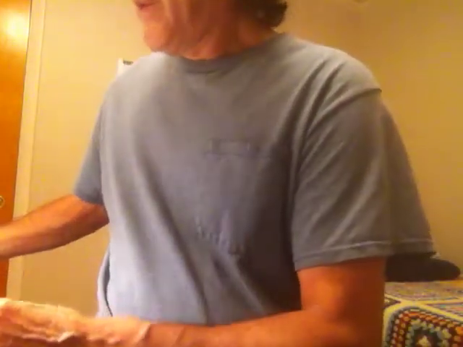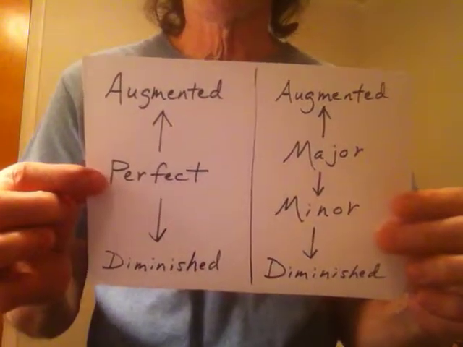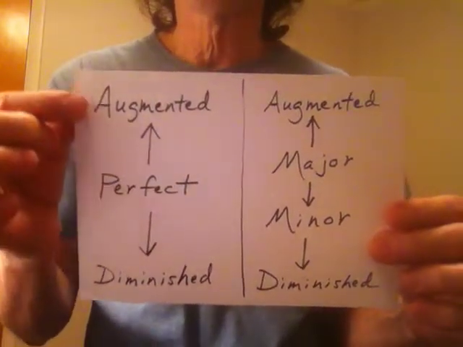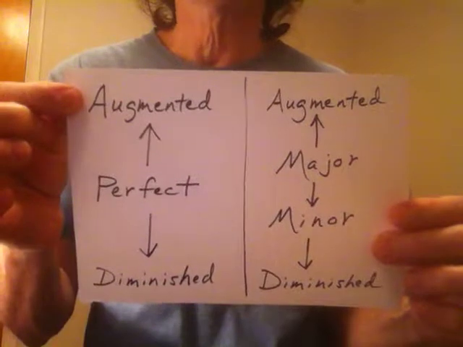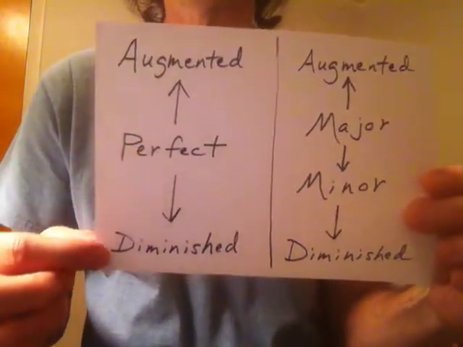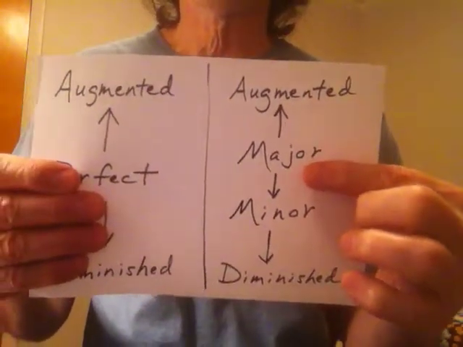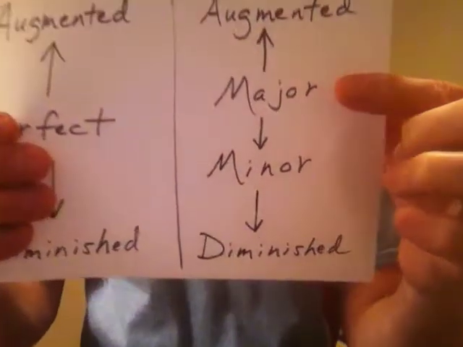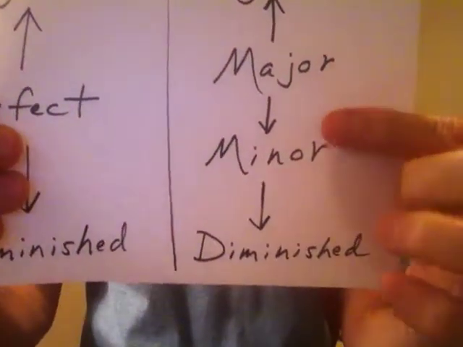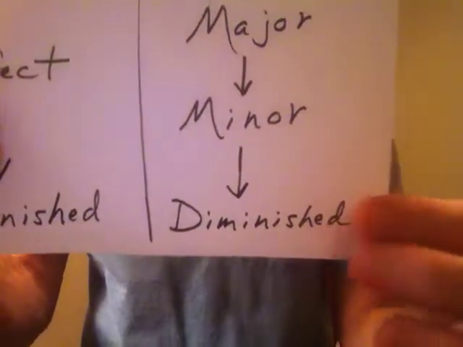All right? So now, they designed this system such that when you have a perfect interval, if you raise that interval a half step, you get an augmented interval. If that perfect interval is lowered a half step, you get a diminished interval. If the major interval is raised a half step, you get an augmented. And if the major is lowered a half step, you get a minor. And if it's lowered another half step, you'd have a diminished interval.